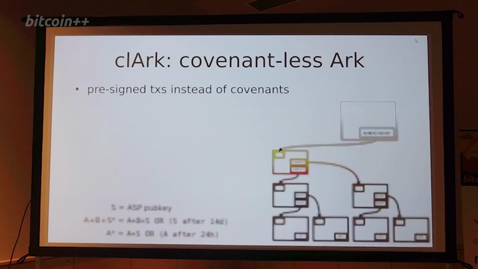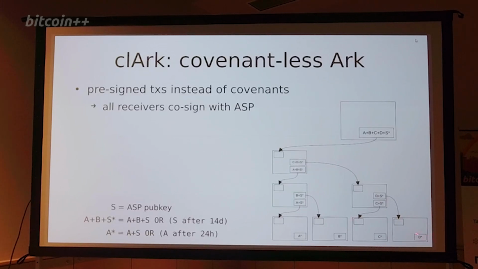Now, this means that the people in the leaves are the receivers, right? And the receivers are not necessarily online. It would be nice if, like in Bitcoin, you could just receive without being online. And in the previous protocol using covenants, the receivers don't have to do anything. They just receive this covenant and they don't need to be online. They don't need to even know that this happens. They can just later on find out that they have some money and then have that money.